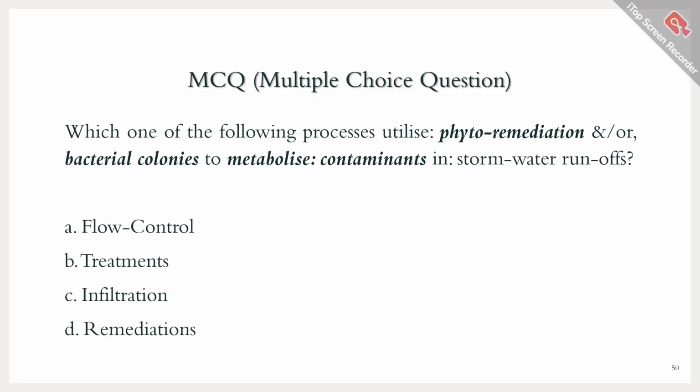Okay, so let us see the answer. The correct option is option B. The name of the process is treatments that utilize phytoremediation and bacterial colonies in order to metabolize contaminants in stormwater runoffs. All of the other three processes, those are flow control, infiltration, and remediations, don't utilize phytoremediation or bacterial colonies in order to metabolize contaminants in stormwater runoff.